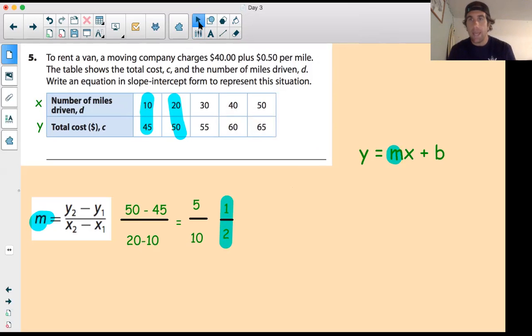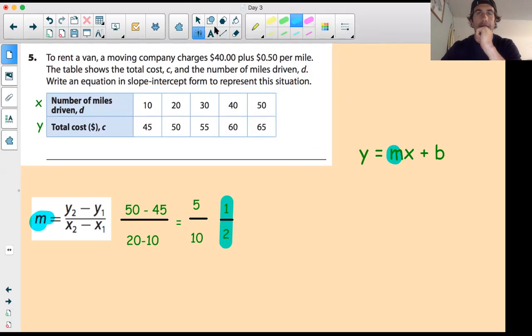Now, what about b? How do I find b? Well, like I told you before, you look for where x is 0. Now, do you look at the x values? I don't see any zeros here, so we have a problem. But what do I notice? I notice a pattern. 50, 40, 30, 20, 10. What comes next, guys? Yep, 0. Bam, I just continued it.